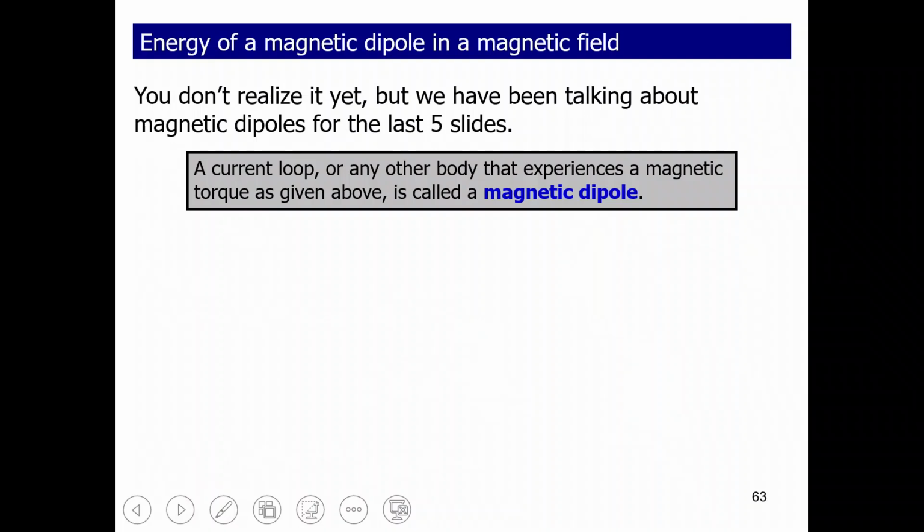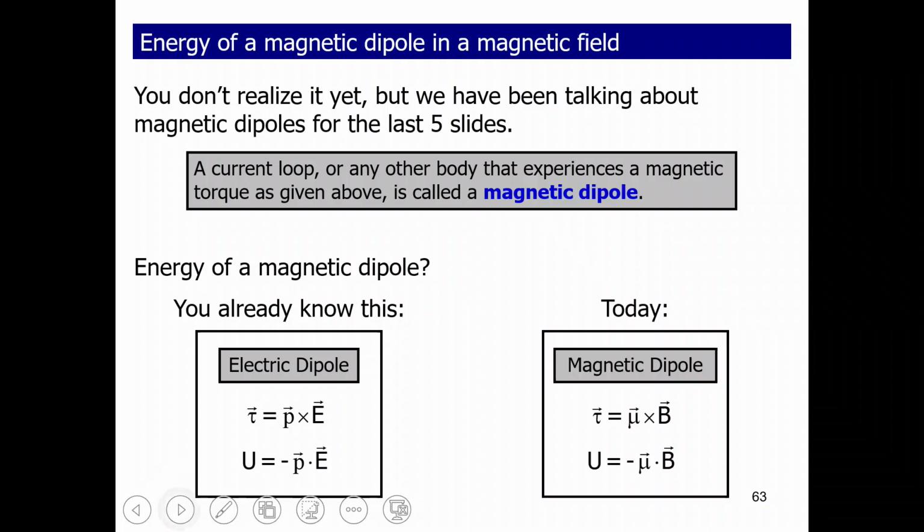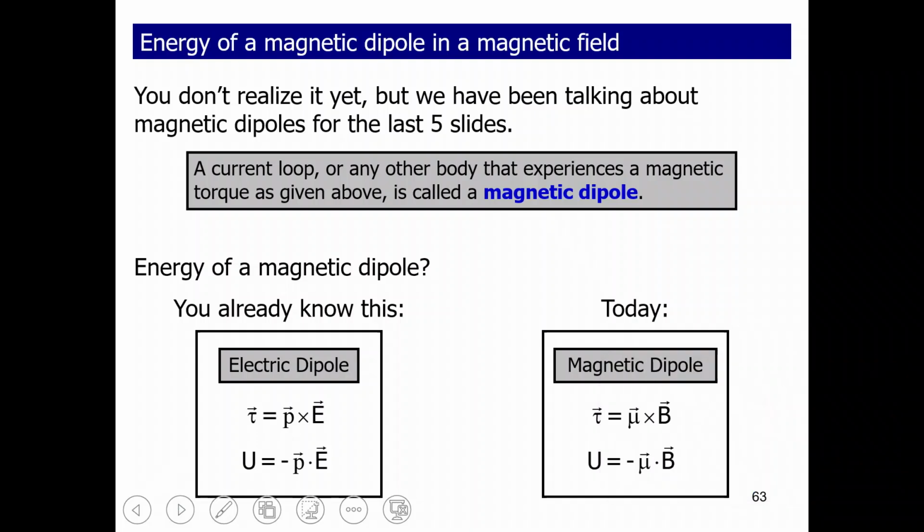So our current loop creates a magnetic dipole by having that loop area come through it. We've seen the electric dipoles, and we had that our torque was P cross E, where P was our dipole moment, and our potential energy was negative P dot E. Our magnetic dipole torque is going to be mu cross B, and our magnetic potential energy is going to be negative mu dot B. So these are very similar.